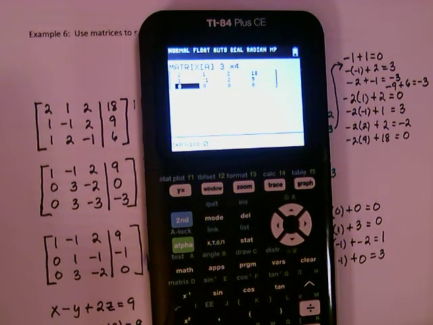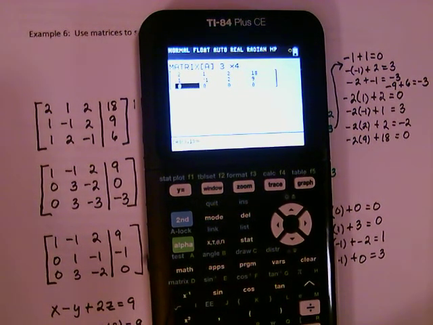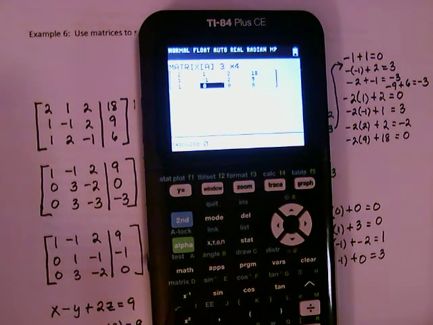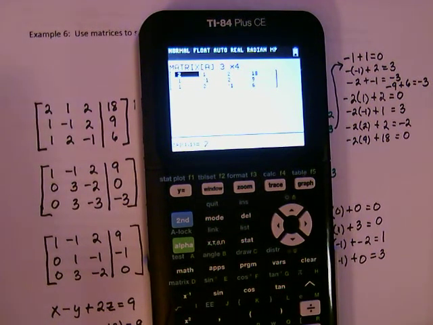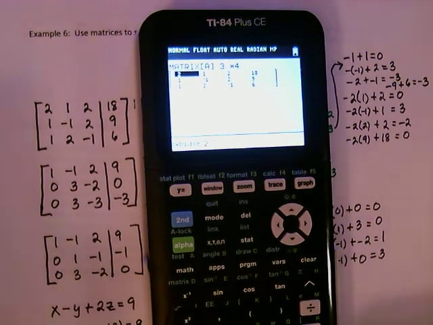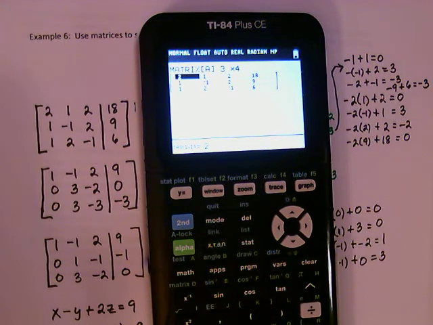And it'll take you to the third row where you have to type in 1, 2, negative 1, and 6. So it'll be 1, enter, 2, enter, negative 1, enter, and then 6, you have to press enter. Even after the very last number, you have to press enter.